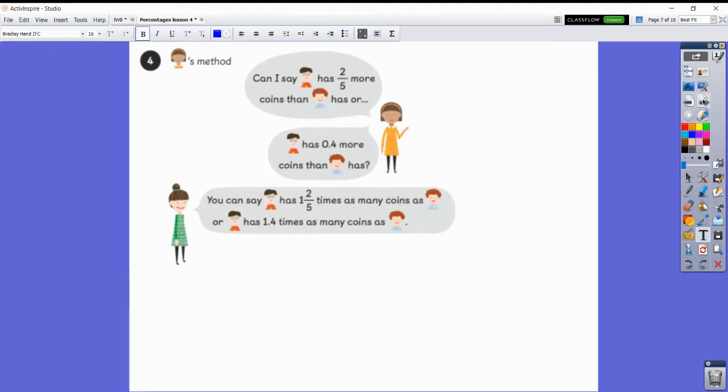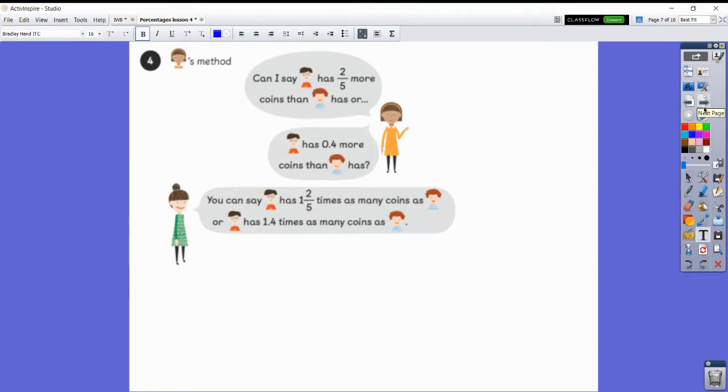A fourth way is you can look at it as a fraction. So she says, can I say he has 2/5 more than the other boy? Or you could also say 2/5 is the same as 0.4. Or you could say that he's got 1 2/5 times as many coins. So there are different ways, but obviously we're primarily focusing on percentages. But this just shows that fractions, decimals, and percentages are all linked.